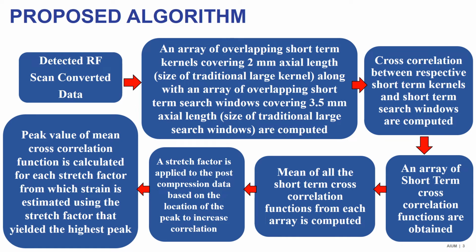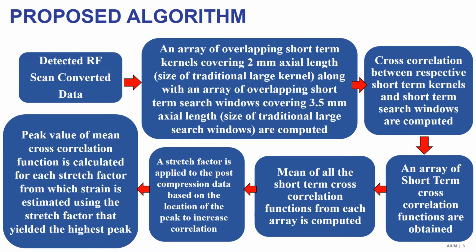Now let's look into our proposed algorithm. For our analysis, we have used RF scan converted in vivo patient data of breast tumors. First, for each data point, we compute an array of overlapping short-term kernels. Each short-term kernel is about 0.5 mm long, and they have around 75% overlap between them. In total, the array of short-term kernels covers a total length of 2 mm in the axial direction.